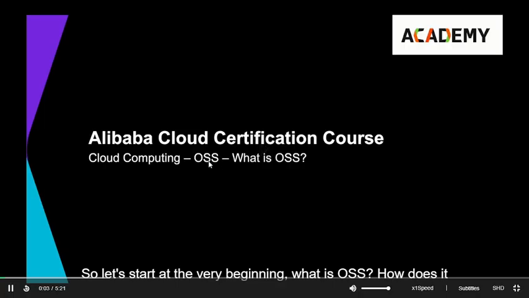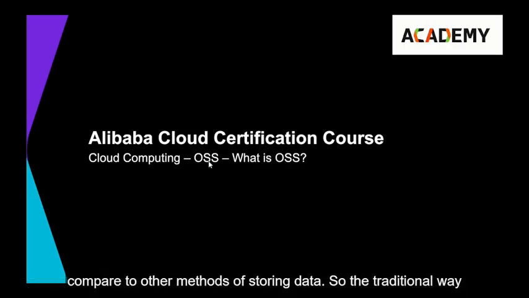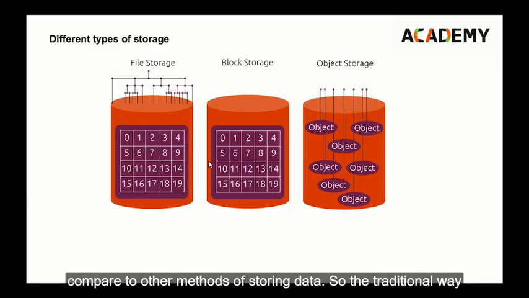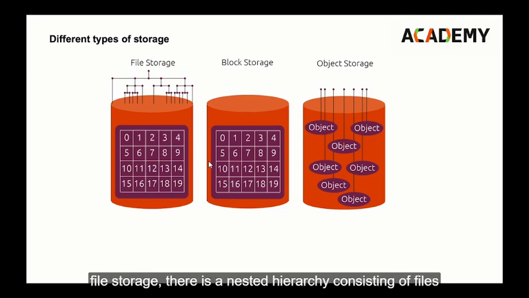What is OSS? How does it compare to other methods of storing data? So the traditional way in which files are stored is on a file system. In traditional file storage, there's a nested hierarchy consisting of files and directories, and there's a file table to keep track of the relationships between these files and directories to maintain this hierarchy.